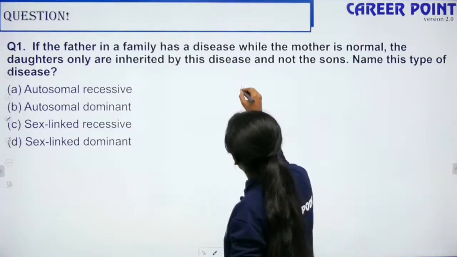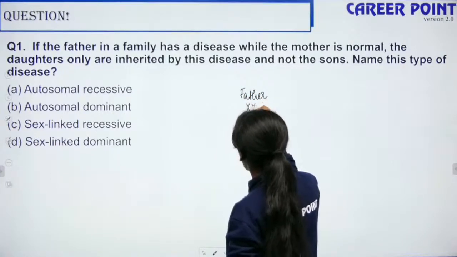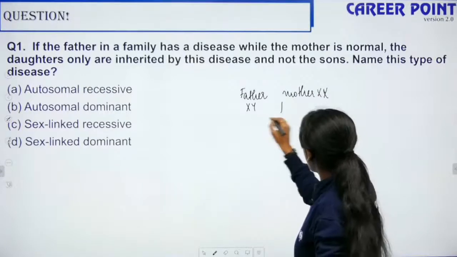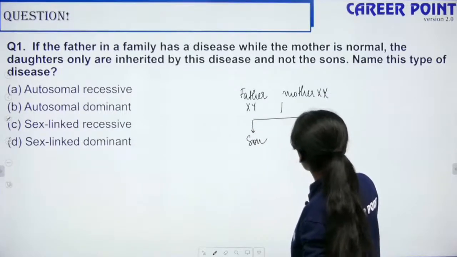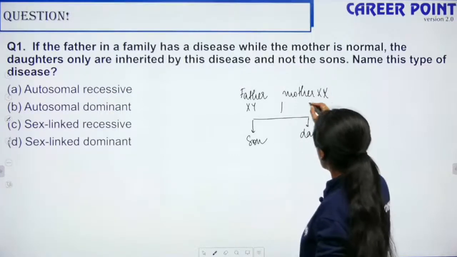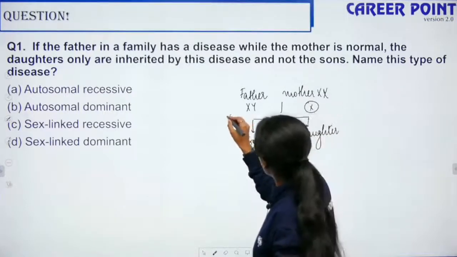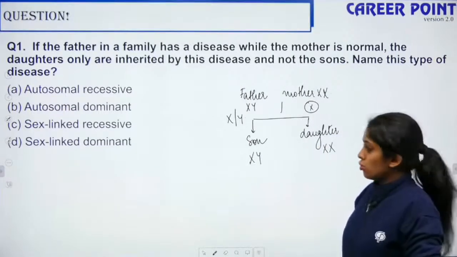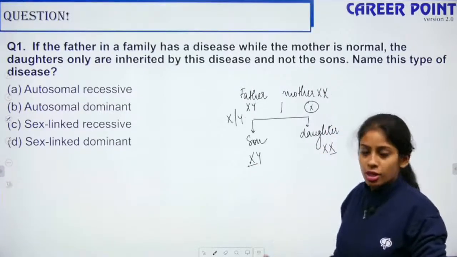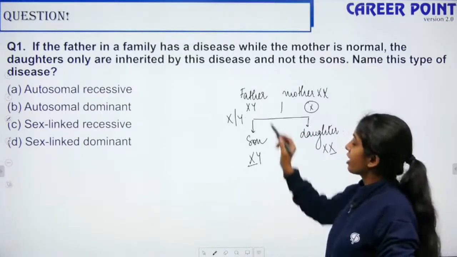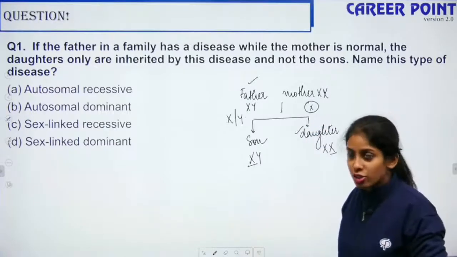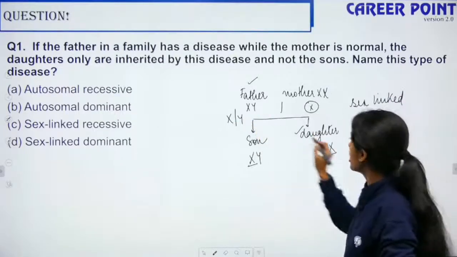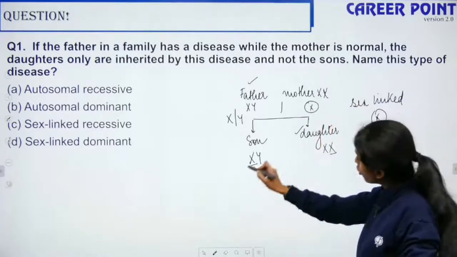When the father has XY chromosomes and the mother has XX chromosomes, and they have a son and a daughter, the gamete from the mother is only X, and from the father the gamete is X or Y. So the son can be XY and the daughter can be XX. The X chromosome in both children from the mother is normal, so there is no problem with the mother.